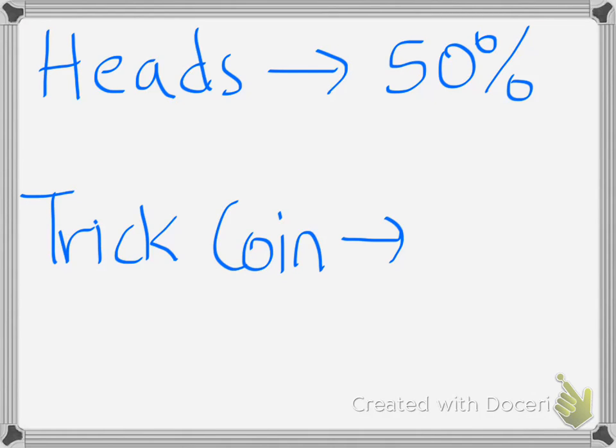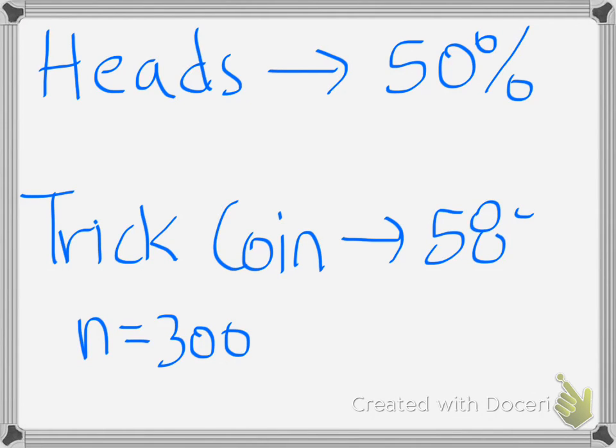So I go to a coin shop and I ask, do you guys have any trick coins? The guy says, sure. Awesome. He gives me the coin to try out. The coin costs $10, so I'm not so sure I want to use it. I try it out 300 times. And when I try it out 300 times, 58% of the time, I get heads. Wow. Does that mean it's a trick coin?